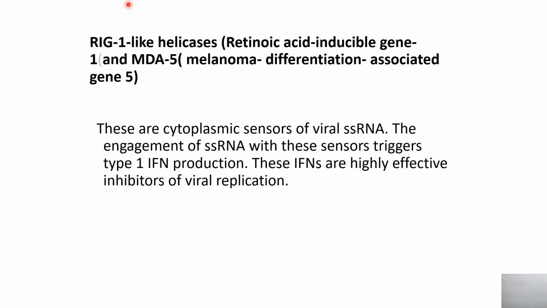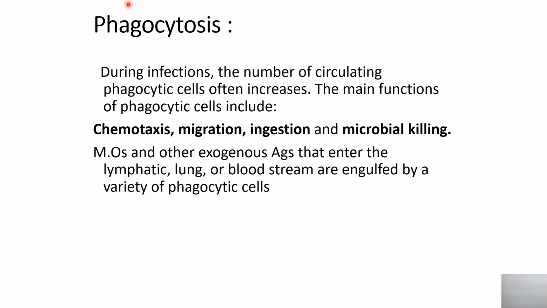Now, Rig-like helicases are like retinoic acid inducible gene 1 and MDA5, melanoma differentiation associated gene 5. So, these are cytoplasmic sensors of viral single-stranded RNA, and the engagement of ssRNA with these sensors triggers type 1 interferon production, and these interferons are highly effective inhibitors of viral replication.